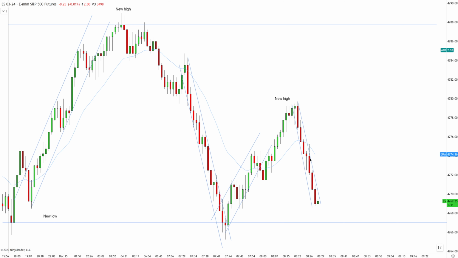As you can see, the market is trending lower. It's going to open in 3 minutes. I'm going to wait for the market to open so I can safely trade.